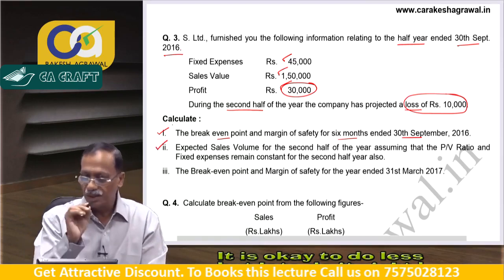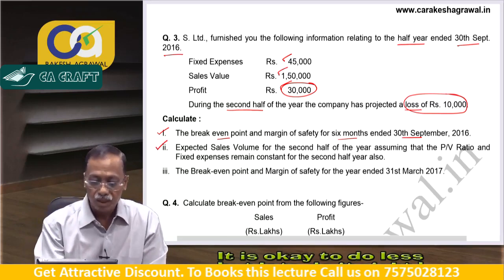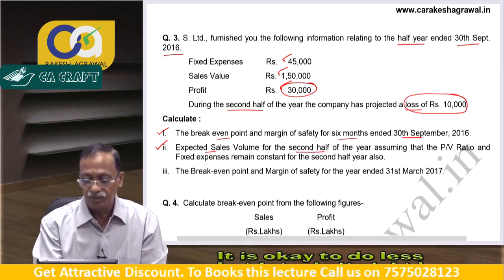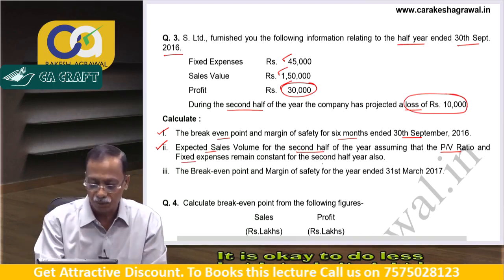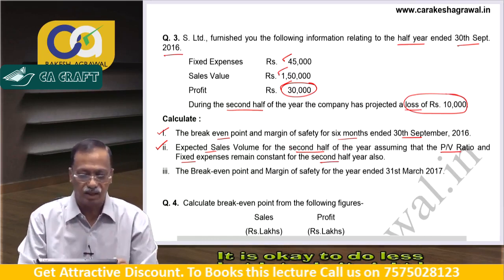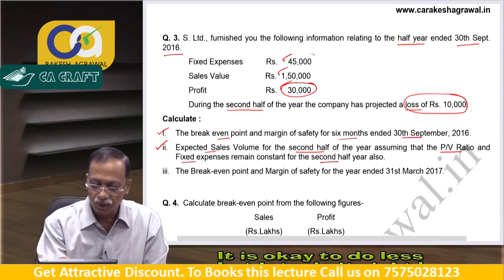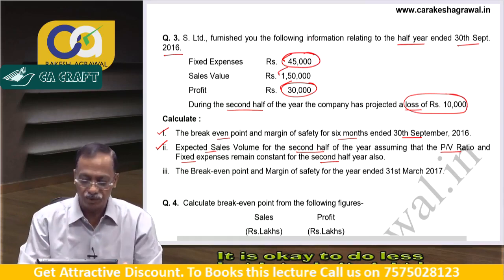Now the second part, which is a little interesting, and I am very confident that almost all of you have tried it at home. The expected sale value, or sales volume, you have to calculate for the second half of the year, assuming that PV ratio and fixed expenses remain constant for the second half year also. Whatever PV ratio was there in the first half, the same will prevail in the second half. And the fixed cost given to you is 45,000 for the half year, so the same fixed cost will remain for the second half year also.